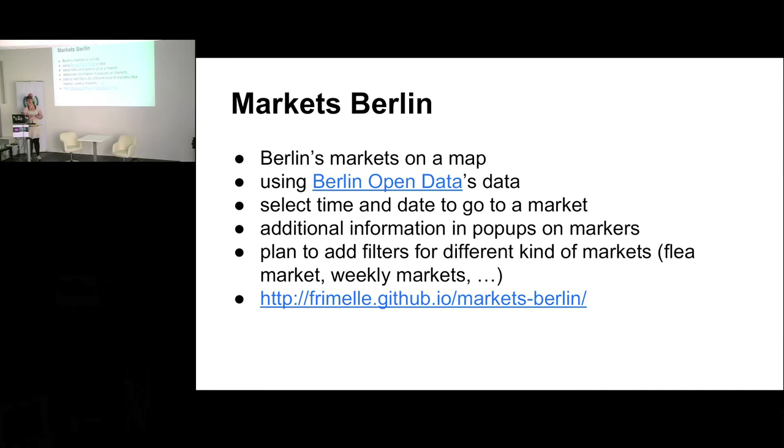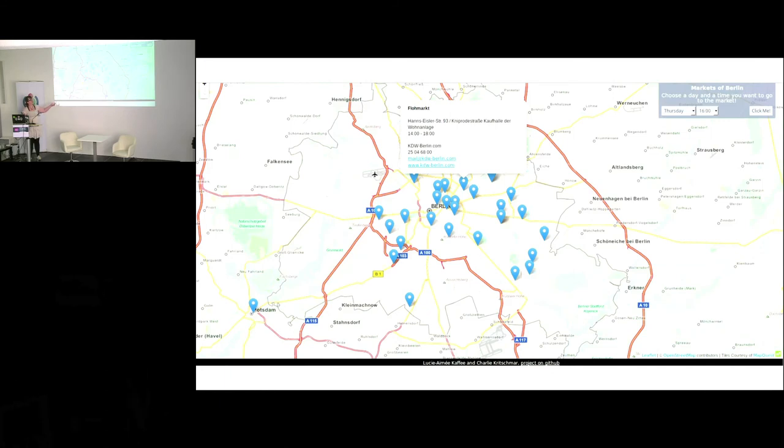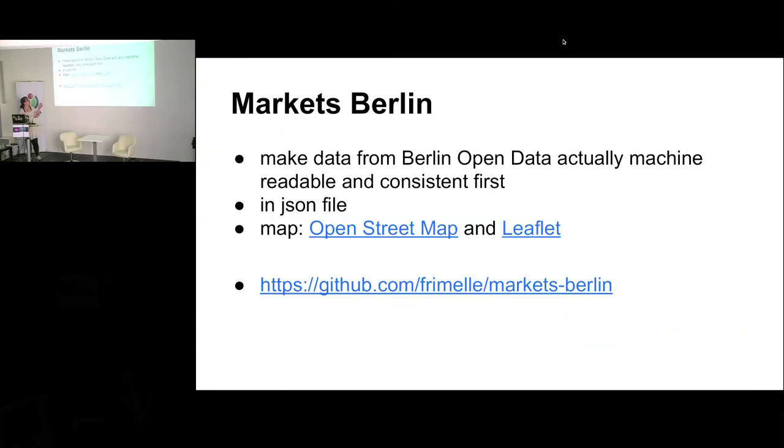You can select a time and a date when you want to go, and then on the map you're going to have pop-ups of the markets that are open on that day at that time, with additional information in the pop-ups and so on. So that's what it looks like. It's really straightforward. You have the panel over there to select date and time. You can click on any pop-up to see what market it is exactly, the address, and the additional information. That project actually took a lot more time than you would expect.